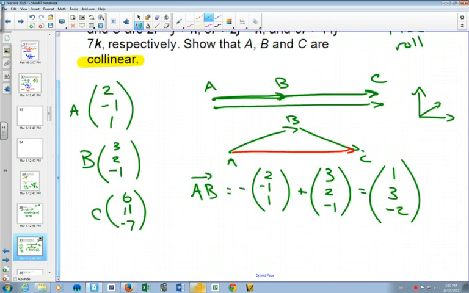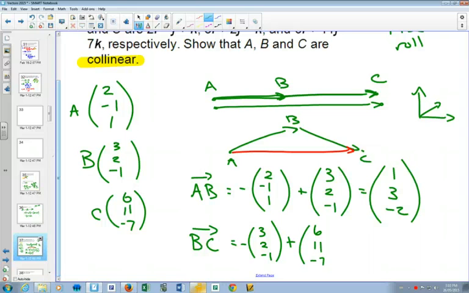Now if we go from B to C, well, that vector would be negative B. So we'd start with negative 3, 2, and negative 1, and then we add C to it, which is 6, 11, and negative 7.